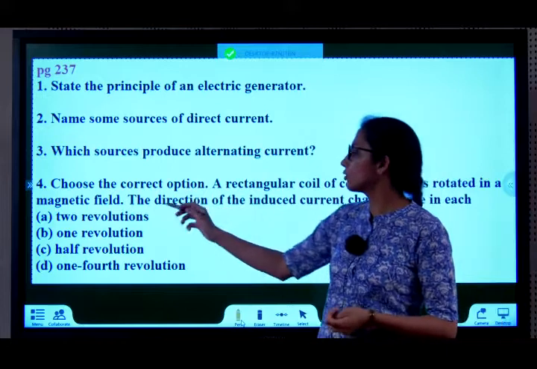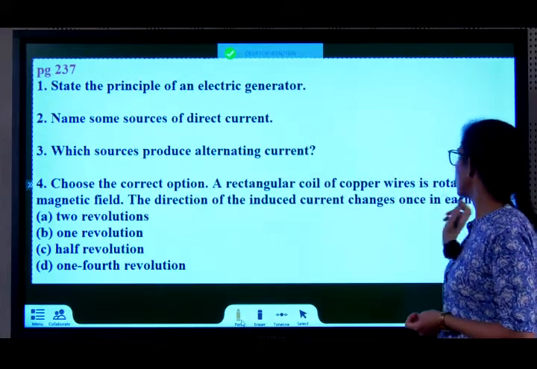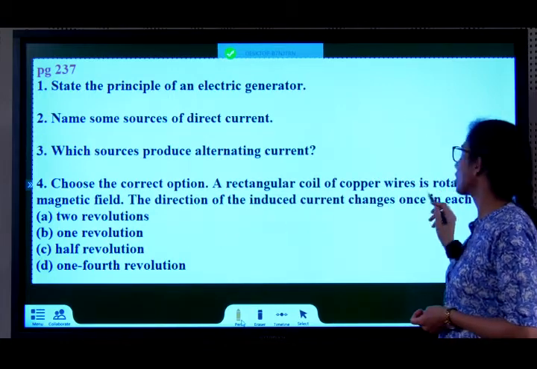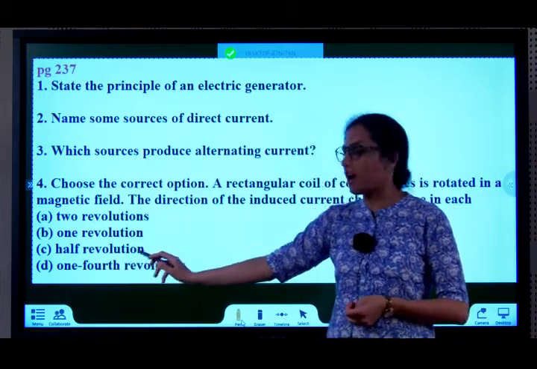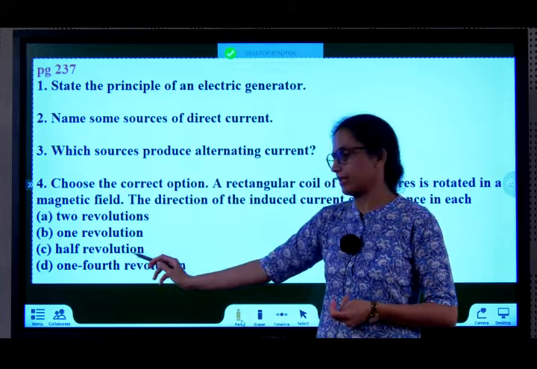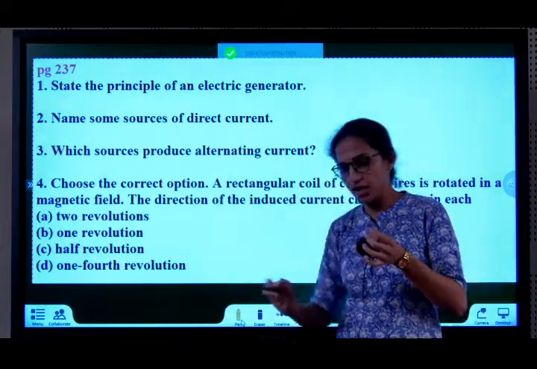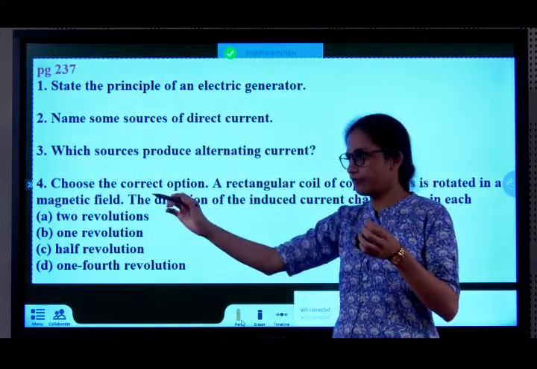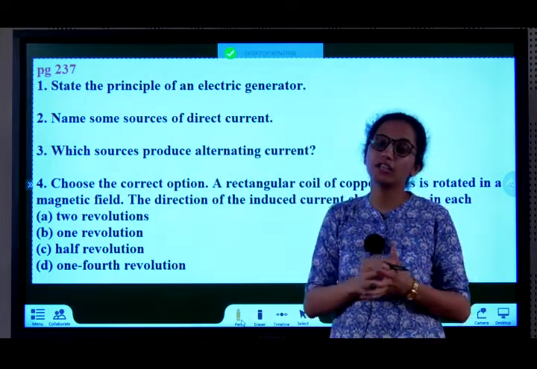Question 4. Choose the correct option. A rectangular coil of copper wire is rotated in a magnetic field. The direction of the induced current changes once in each half rotation, half revolution. We just learnt it. In one rotation it changes twice, so every half revolution it changes.